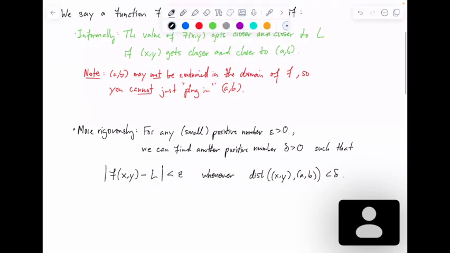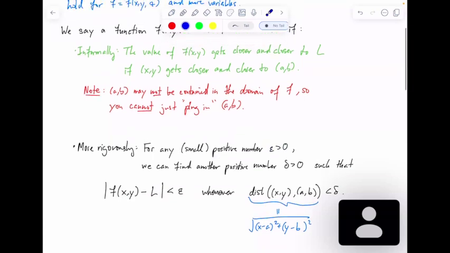Let me do some clarification. The distance here is also notated as the square root of (x minus a) squared plus (y minus b) squared, so you sometimes see this notation as well. Whenever this quantity is less than delta, so whenever (x,y) has distance less than delta from (a,b), your function is distance less than epsilon away from L, for any positive number you want.